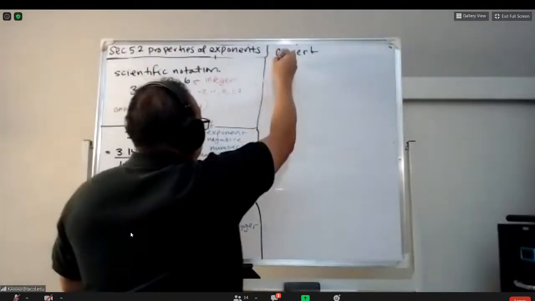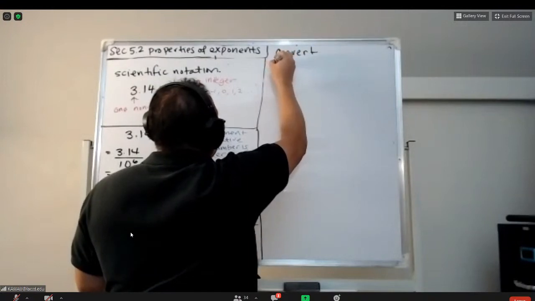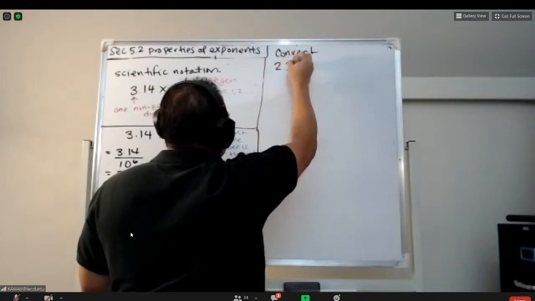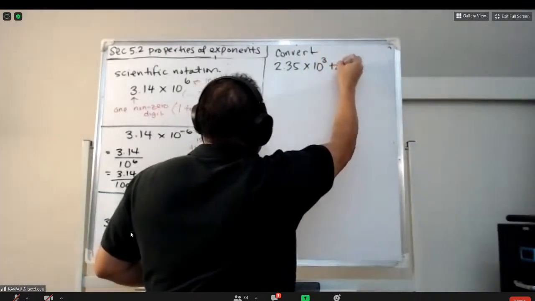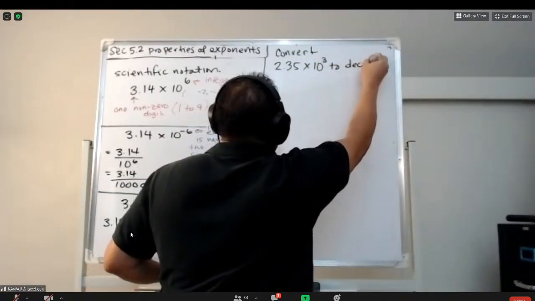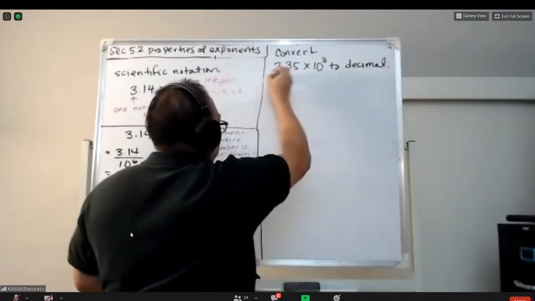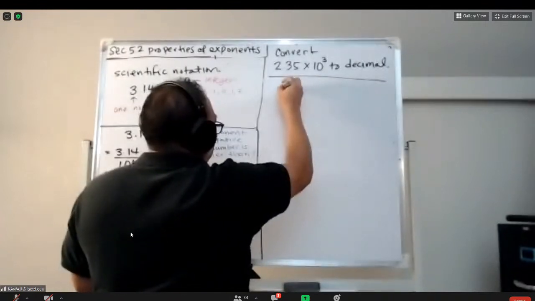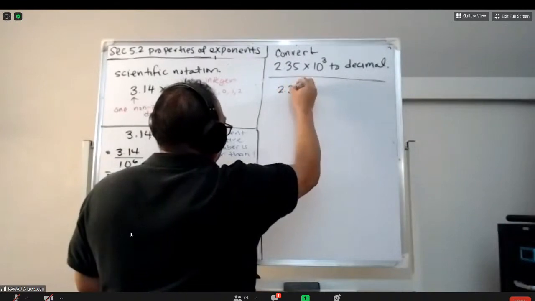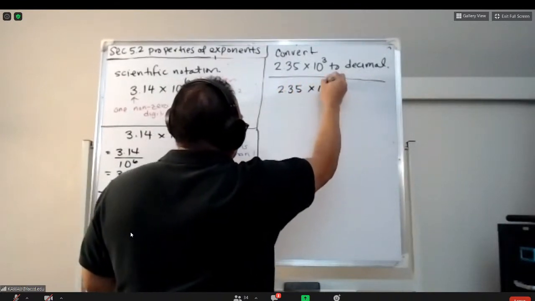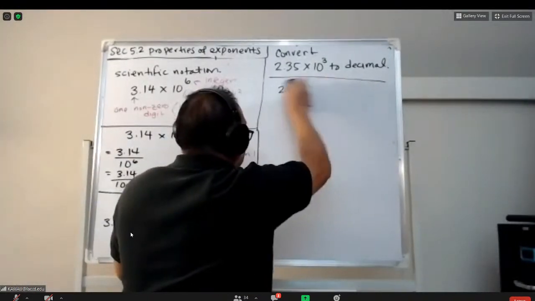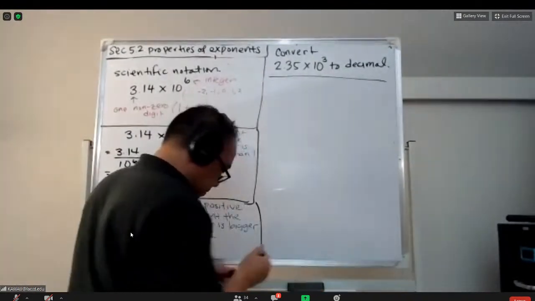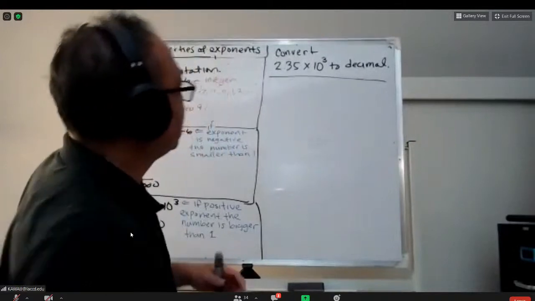And let's go convert 2.35 times 10 to the 3 to decimal. Okay, so actually, let me get that here. Let me write that in a different color.